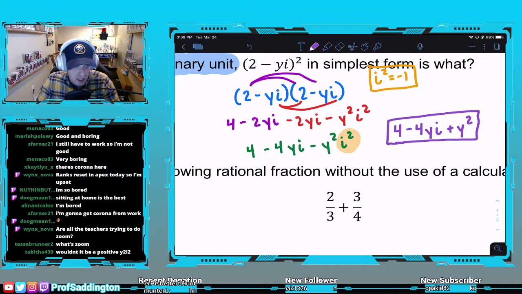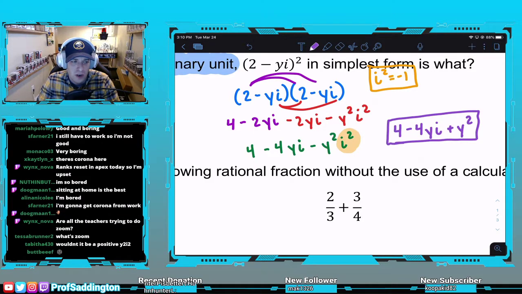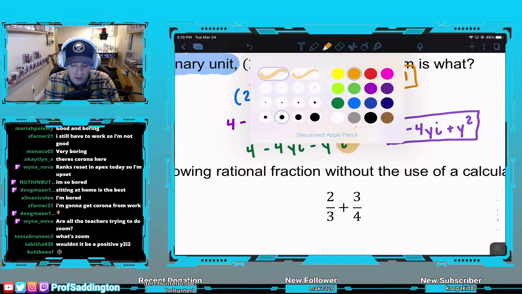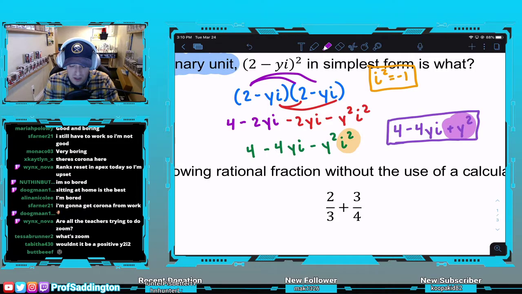Wouldn't it be a positive y squared i squared? It is. In that last step, Tabitha, I don't know how delayed you are right now, but it does become positive over here. So when I changed that i squared to -1, I multiplied it to the y squared and it became plus. Okay.